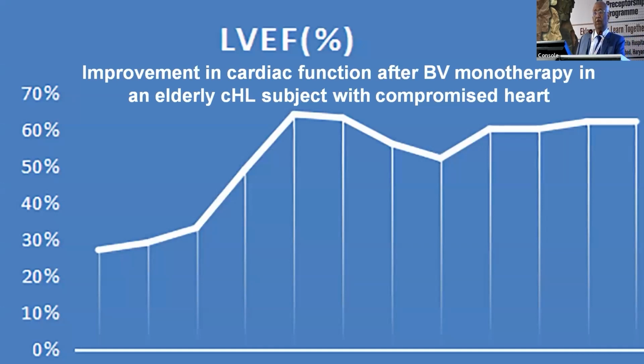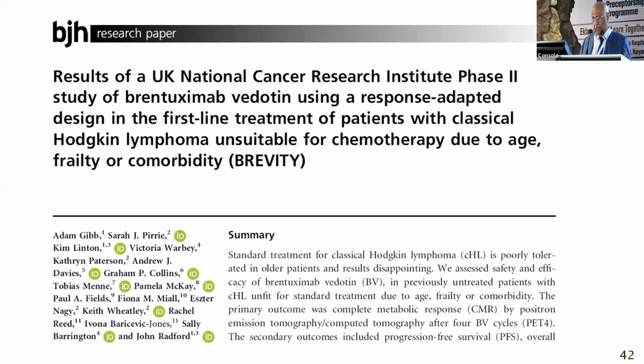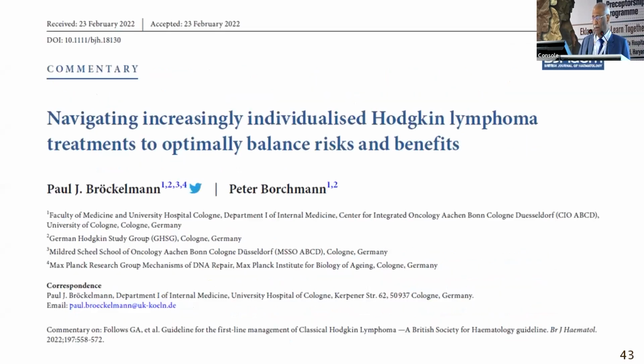Cardiac dysfunction affecting you to give anthracyclines in these patients. Here is a case where cardiac function improved after using this drug as a monotherapy. Difficult to explain, but maybe the Hodgkin disease was the cause of cardiac dysfunction, and brentuximab improved it. And this is a publication which talks about the use of this compound in the first line in classical Hodgkin lymphoma, who are not suitable for chemotherapy because of either of these conditions, the BREVITY study.